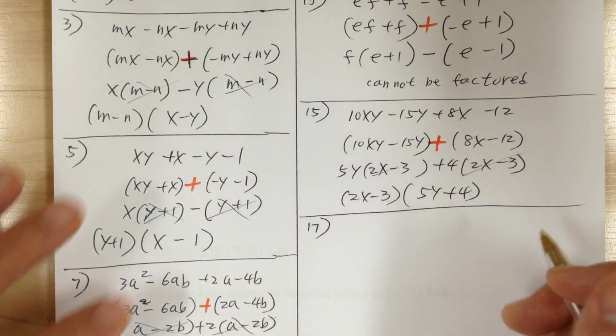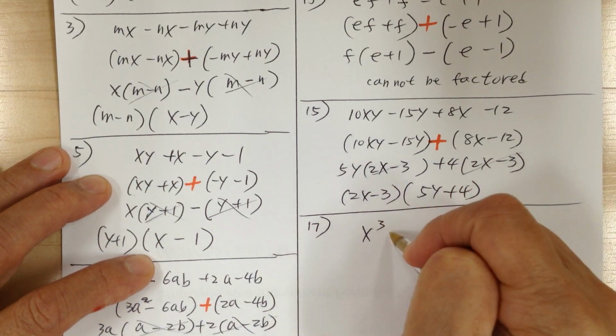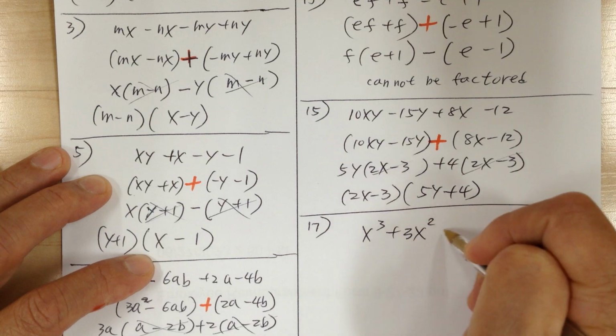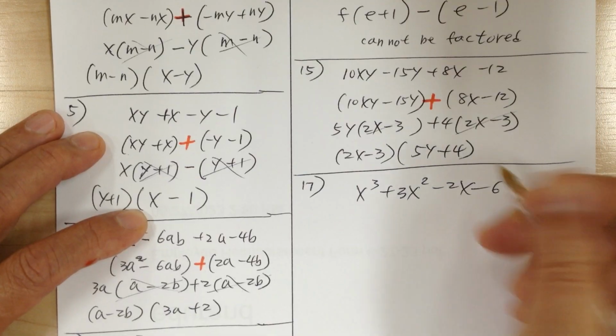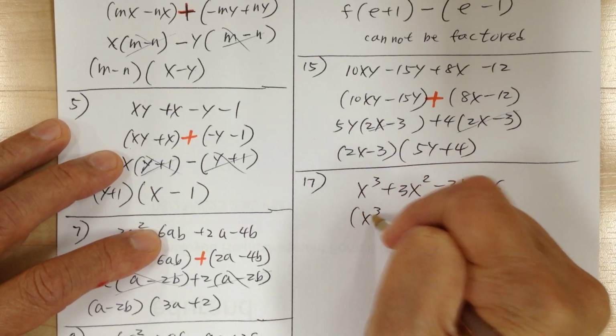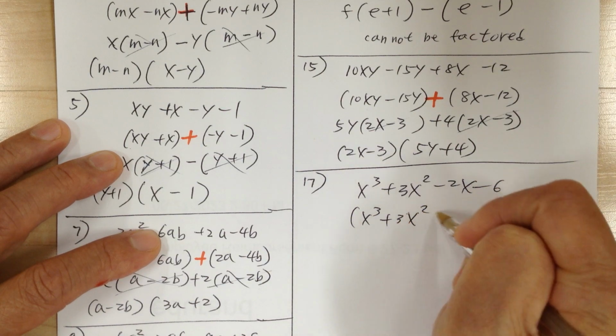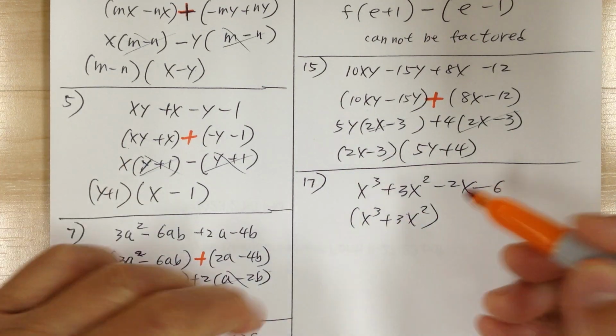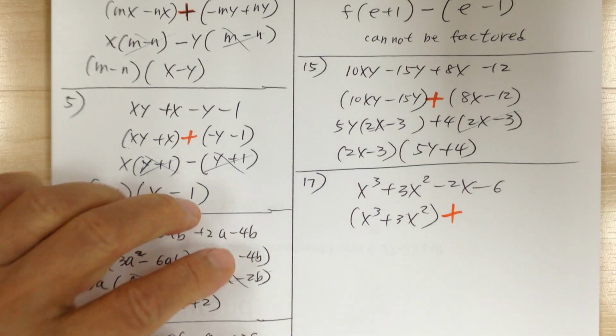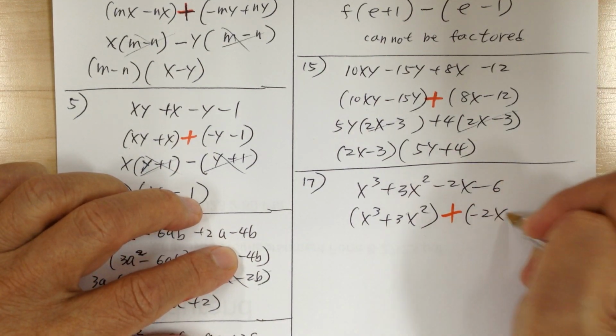Okay, let's go to 17. You got x to the 3 plus 3x squared minus 2x minus 6. So group them. So you can put a plus between the group. So you're going to get minus 2x minus 6.